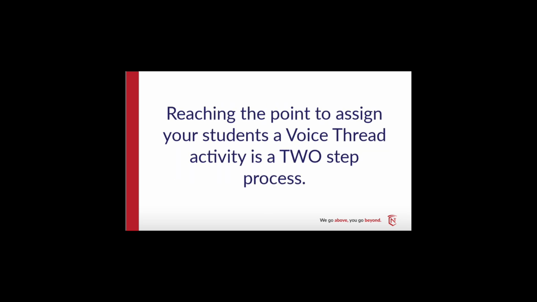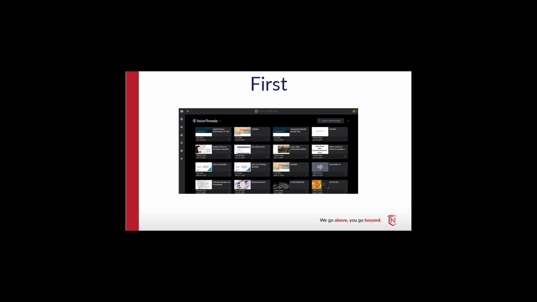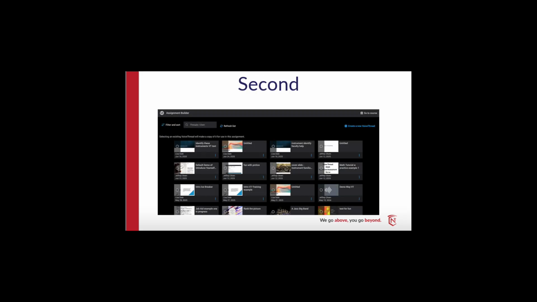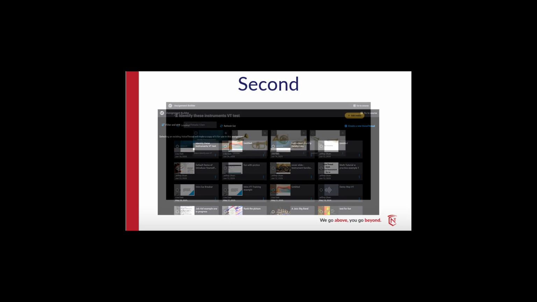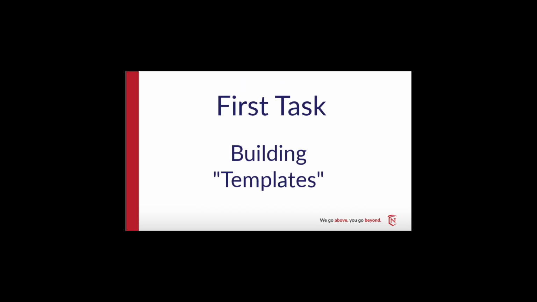So, getting to the point of assigning a voice thread to your students is generally a two-step process. You will first create generic voice thread templates for your possible activities that will be uploaded to your homepage. Then, when you are ready to assign a voice thread activity, you will build out the assignment in the voice thread interface, creating a copy of the original thread and making specific edits that you need for that activity. We are first going to look at building templates.